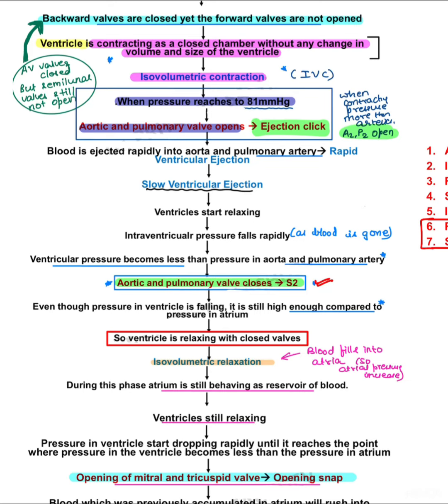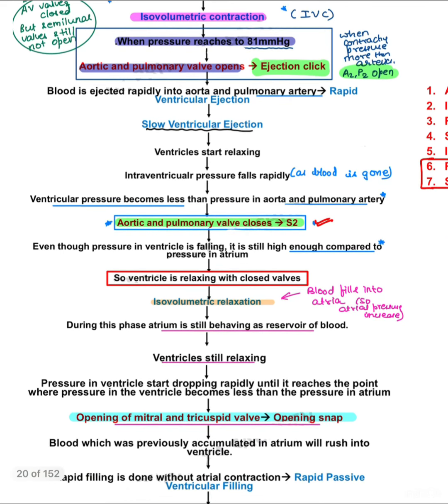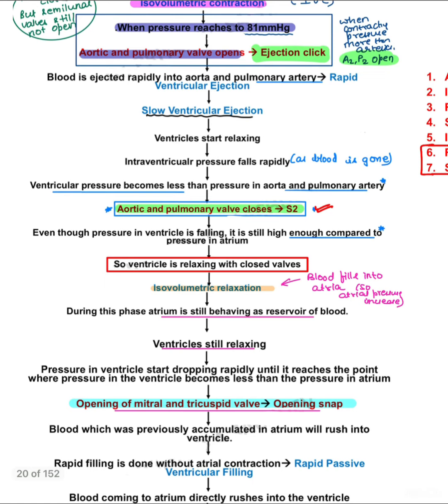Now even though pressure in the ventricle is decreasing as blood has gone, it is still high as compared to the pressure in the atrium. So this ventricle is now relaxing with closed valves, that is your isovolumetric relaxation. During this phase, the atria is behaving as a reservoir of blood. Why? Because the bicuspid and tricuspid valves are closed, so blood is going and filling there. The atrium behaves as a reservoir of blood, and the ventricles are still relaxing.